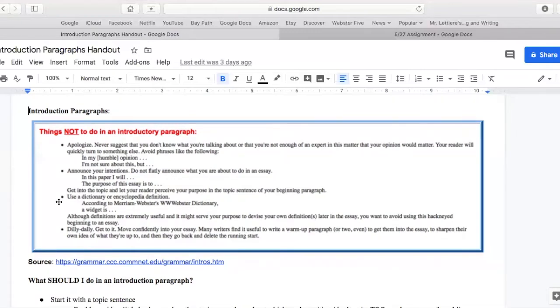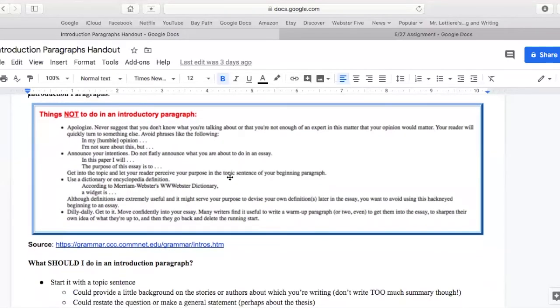This says, do not use a dictionary or encyclopedia definition. So if you're writing about widgets, "according to Merriam-Webster Dictionary, a widget is..." Although definitions are extremely useful, and you might even devise your own definitions later in the essay, you want to avoid using this hackneyed beginning to an essay. A lot of the time you are told to use a definition, but this is a cliche, which is why it's recommended not to do in an introductory paragraph.